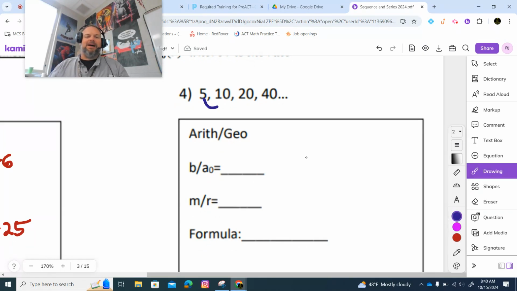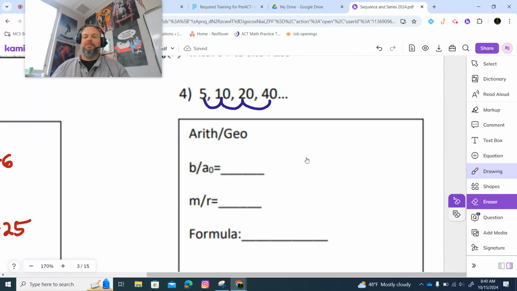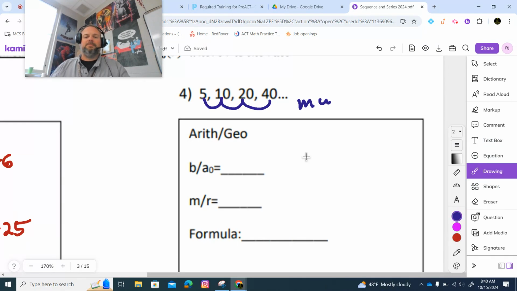All right, let's see. 5, 10, 20, 40. What's happening here? Somebody else has the answer. Maddie IE is doing Snapchat. I see her throwing deuces. All right, what's happening here? Multiply by 2. So this is geometric. That is my R.